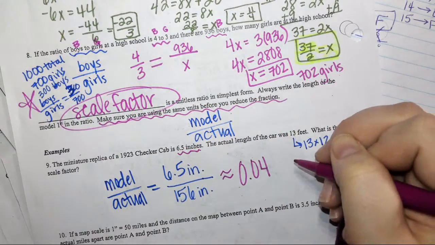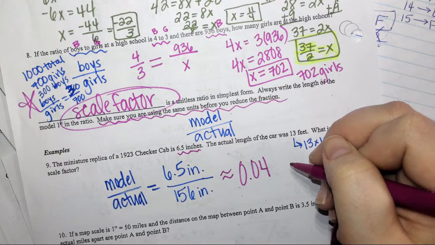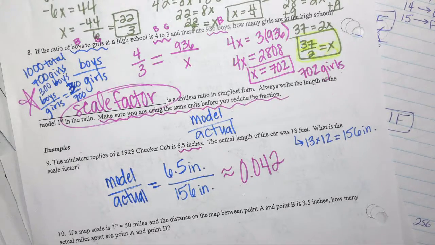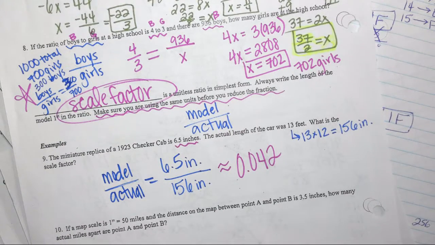1 what? And so the 6 rounds this up, so it's technically 0.042. Okay. Again, like we were discussing yesterday, I'm really looking for 3 decimal places. So that's all we have to do for the scale factor. The hardest thing is making sure they're in the right conversions.